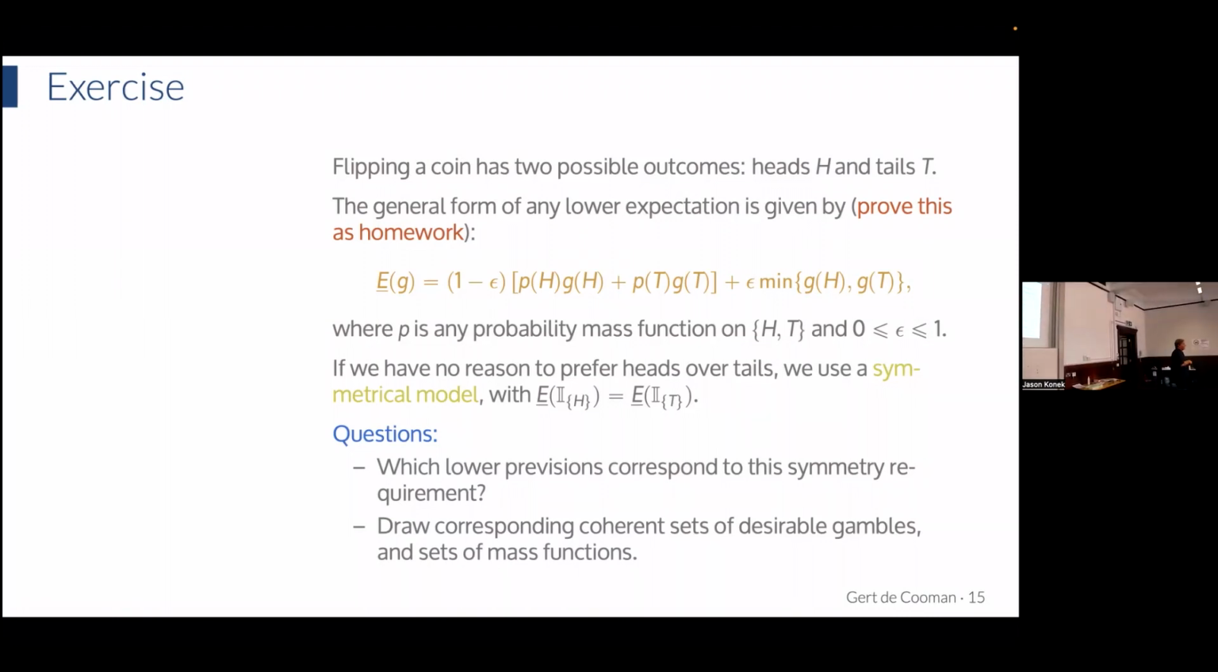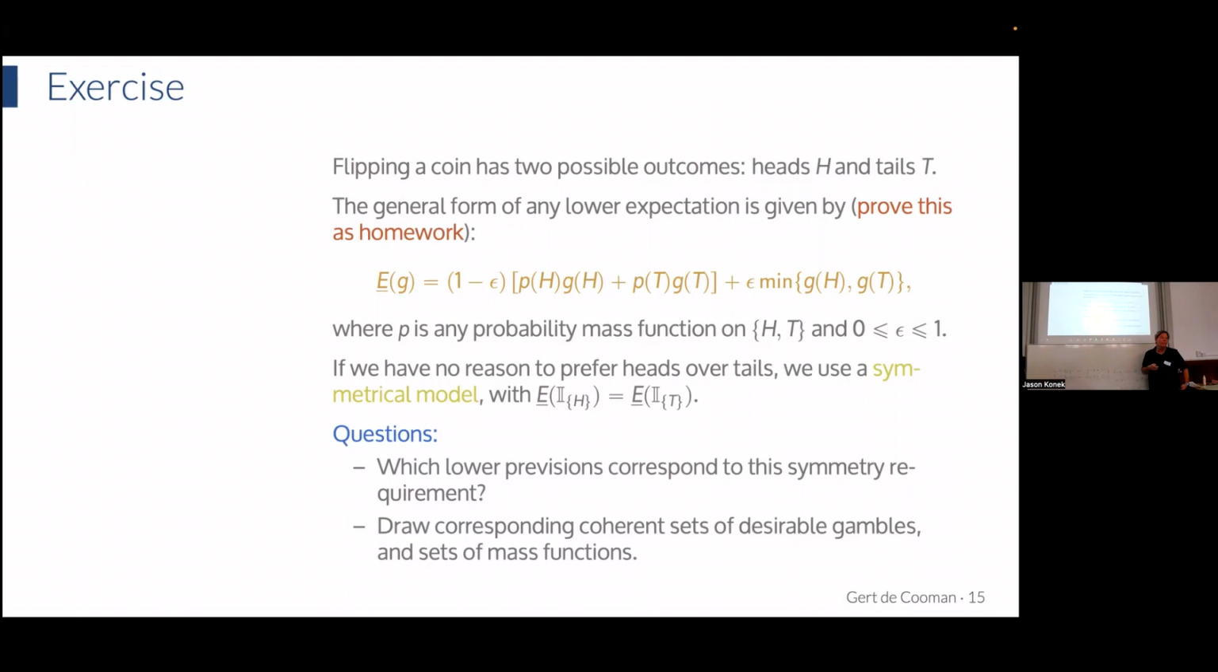And you can prove, and this is for your homework, that any lower expectation on a two-dimensional space has this form. So it's always a convex combination of a precise model and what we call a completely vacuous model. That's homework. That's not the question here.